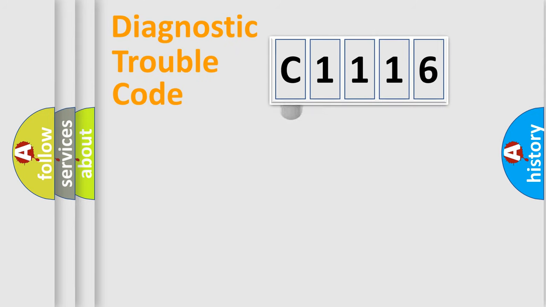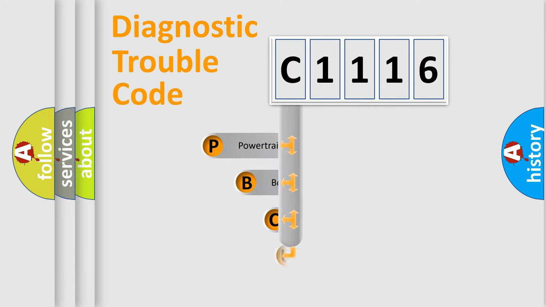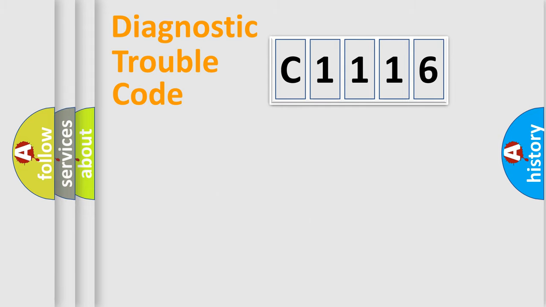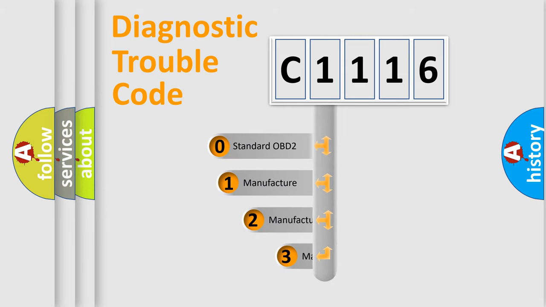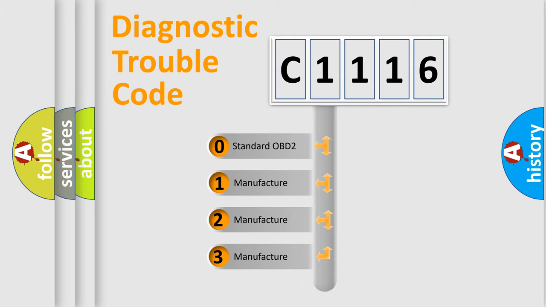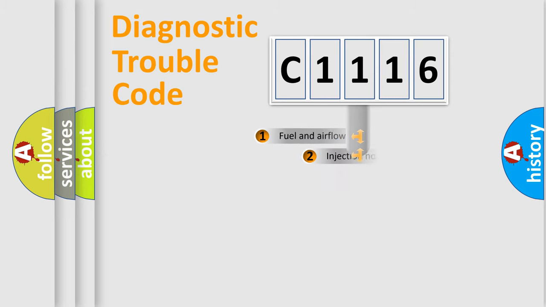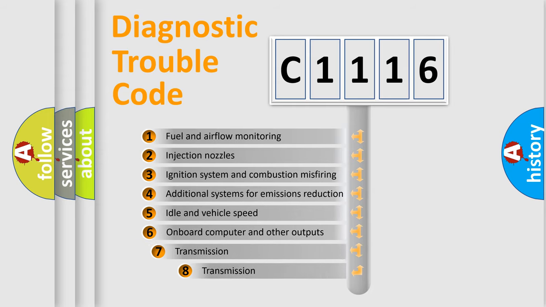Let's do this. First, let's look at the history of diagnostic fault code composition according to the OBD2 protocol, which is unified for all automakers since 2000. We divide the electric system of the automobile into the four basic units: powertrain, body, chassis, network. This distribution is defined in the first character of the code. If the second character is expressed as zero, it is a standardized error. In the case of numbers 1, 2, 3, it is a more prestigious expression of the car-specific error.